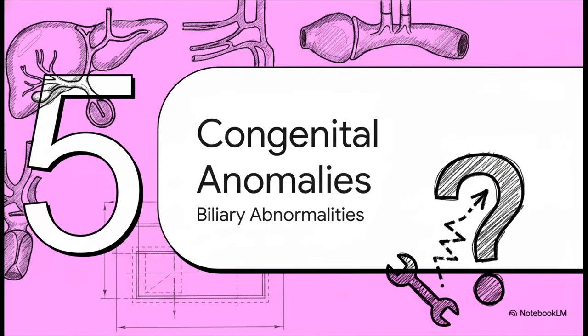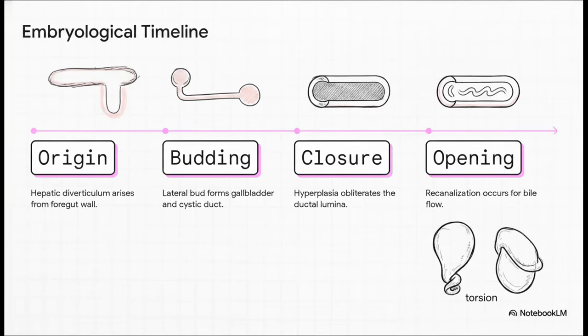Section 5. Congenital biliary abnormalities. This is the final, crucial piece of the surgeon's blueprint. Standard anatomy is common, sure, but early developmental variations fundamentally alter the surgical landscape. Relying purely on textbook normality, that is a fast track to serious surgical complications. Let's quickly trace the embryological timeline.